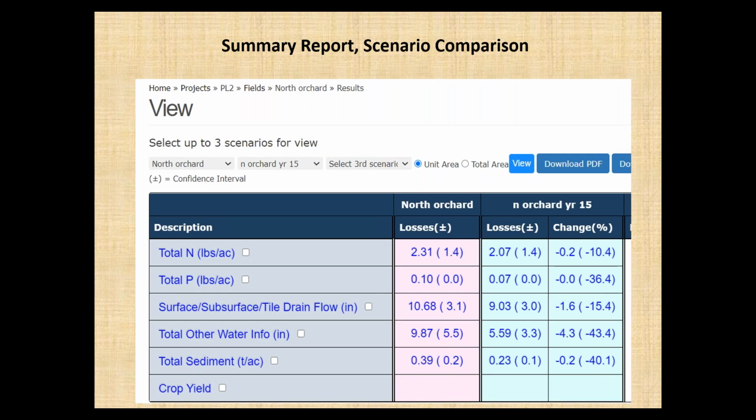And so it doesn't look like a significant decrease from 2.31 pounds an acre to 2.07. But that translates to a 10% decrease. So there is some significance there. Sediment loss is a much greater decrease, from 0.39 tons an acre in the baseline year, year 7, to 0.23 tons an acre in year 15. I think, if I recall, that's about 40%.